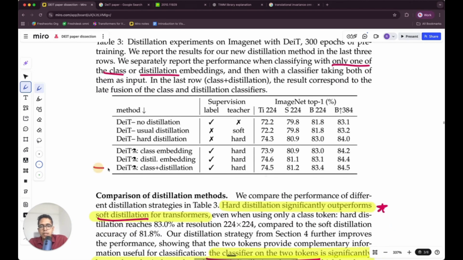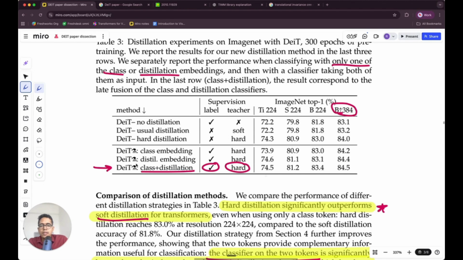The last one is both of them as input. So here the class and distillation tokens are used for the input, and hard distillation is done using the teacher softmax. The ground truth label is whatever the ground truth label is. And the best performance does not result from the tiny model. It results from the baseline model fine-tuned over a data set with images of 384. So they have 84.5% as the performance.